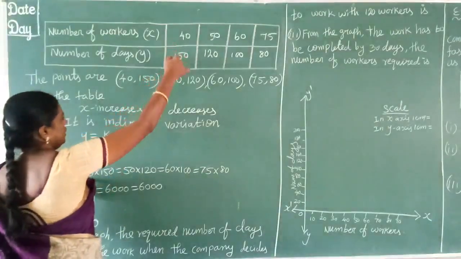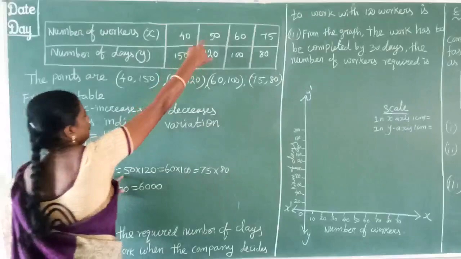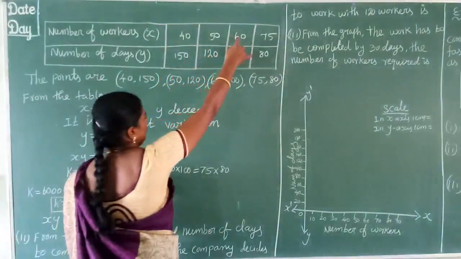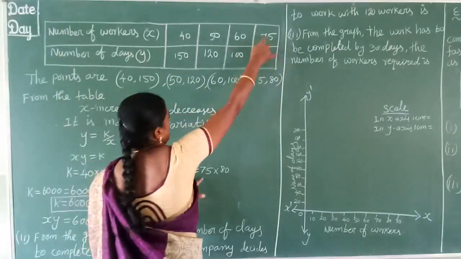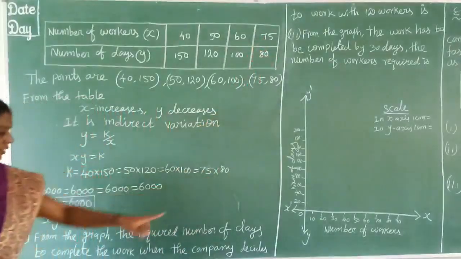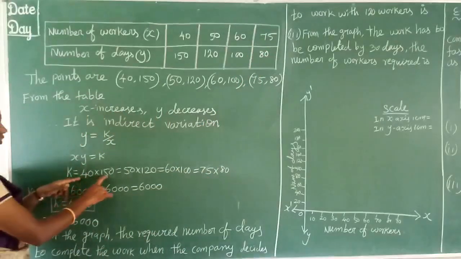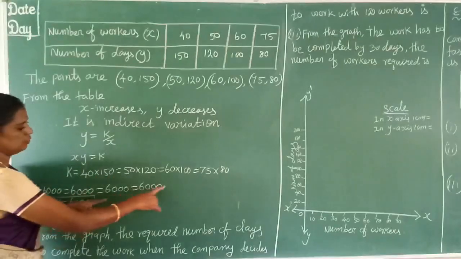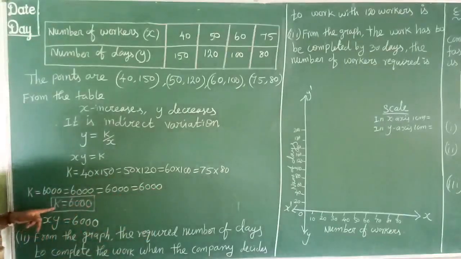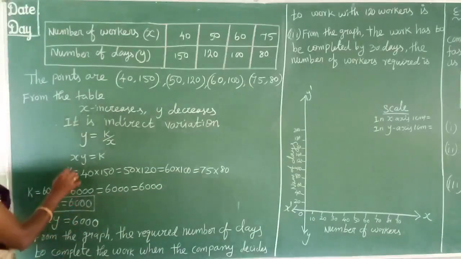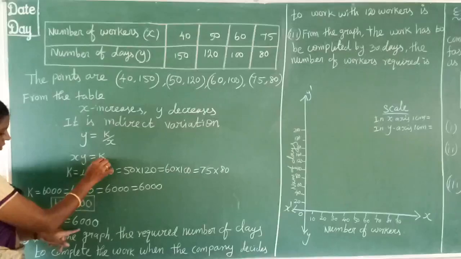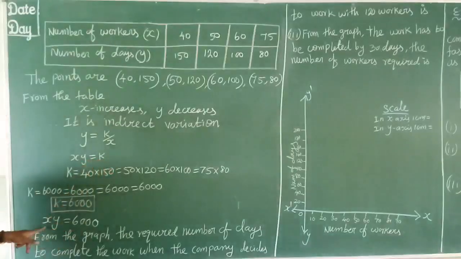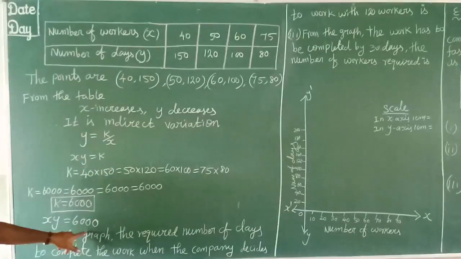x answer 40 into y 150 equals 50 into 120 equals 60 into 100 equals 75 into 80. So k: 40 into 150 is 6000, 50 into 120 is 6000. So all the values are equal. Therefore the proportionality constant k is 6000. Therefore the equation is xy equals 6000. So that is the required equation, xy equals 6000.